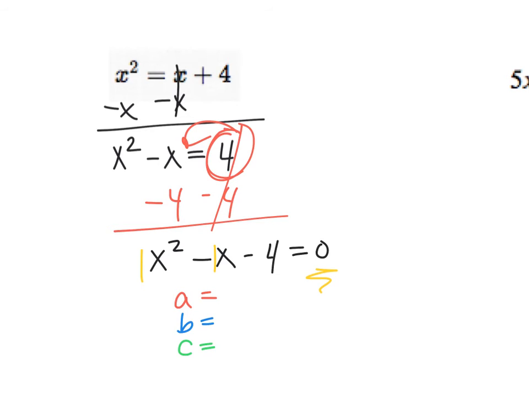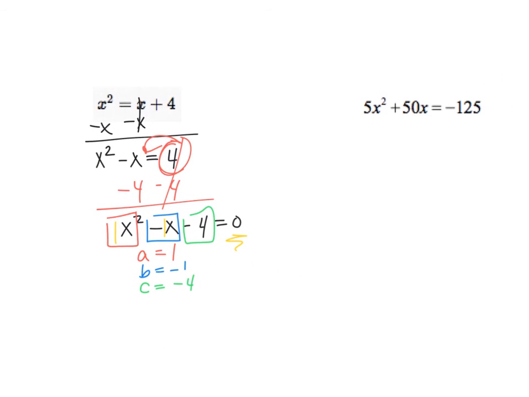So my a value is the number attached to my x squared. In this case, it's a 1 again. The b value is the one attached to my x. In this case, it's not a 1, it's a negative 1. And then the c is the number hanging out by itself. It's a negative 4. So in this example, I went from x squared equals x plus 4 to having an a value of 1, a b value of negative 1, and a c value of negative 4.